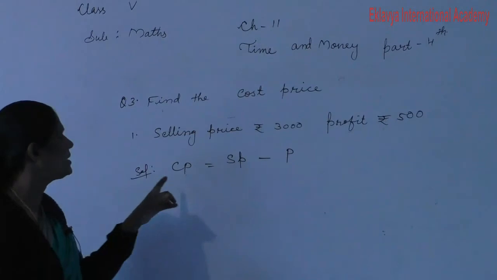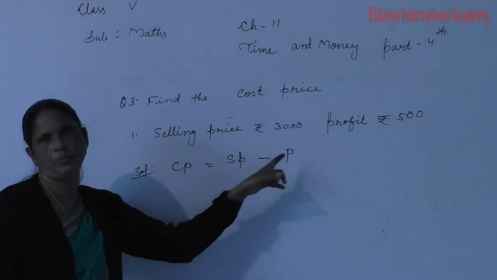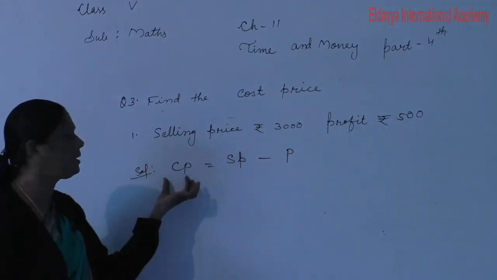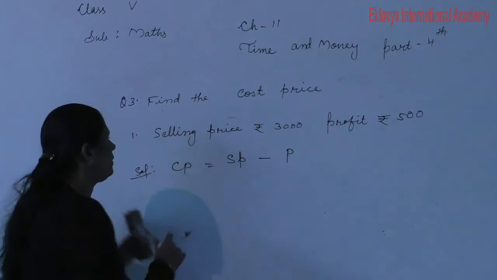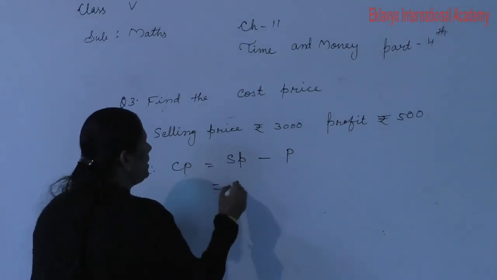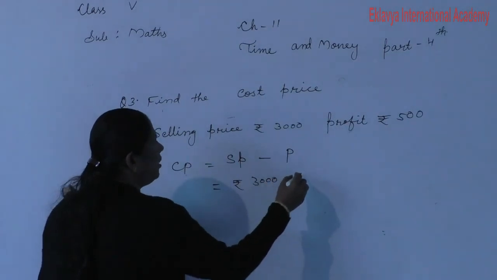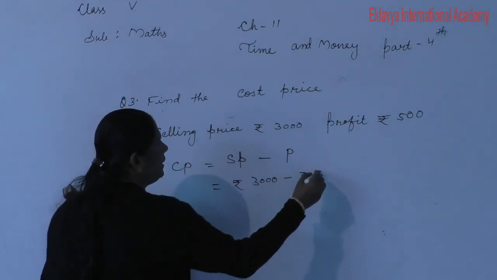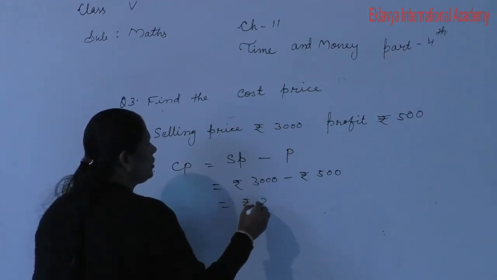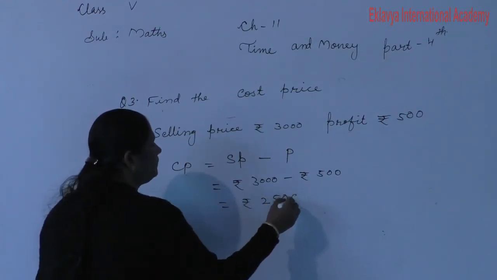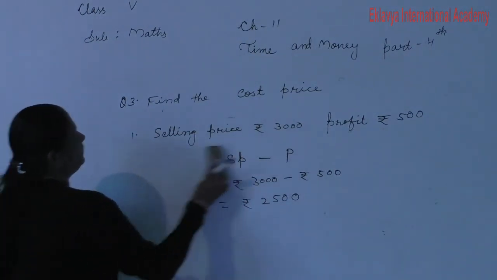Again, CP is equal to SP minus profit. Then rupees 3000 minus rupees 500 is equal to rupees 2500. Understand this? Another question.